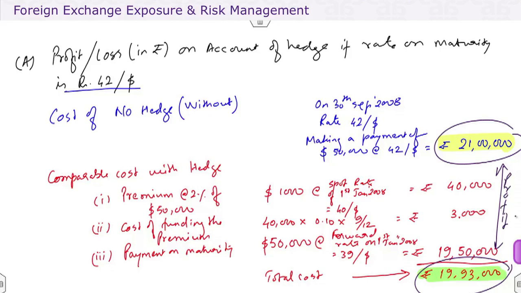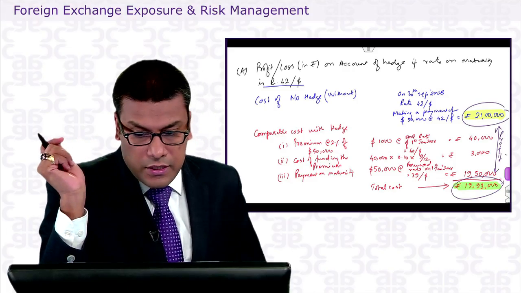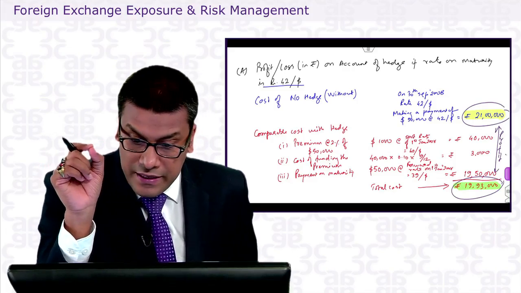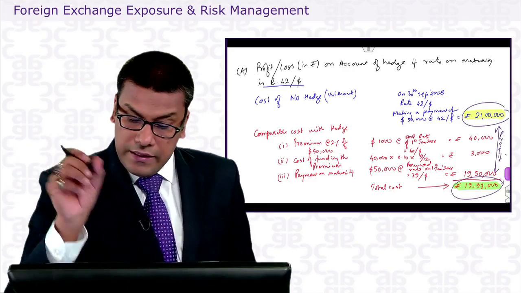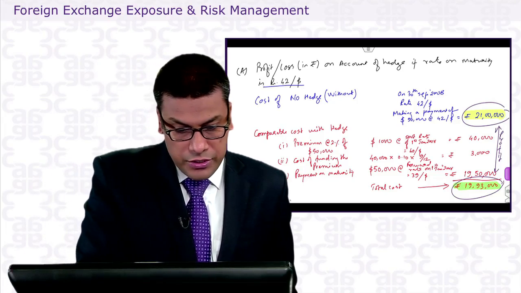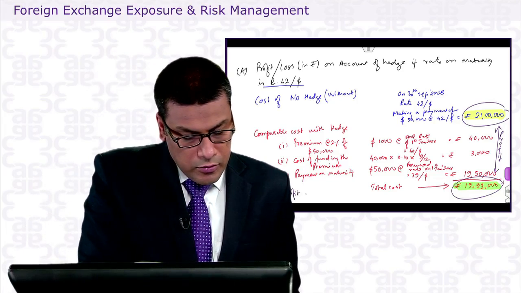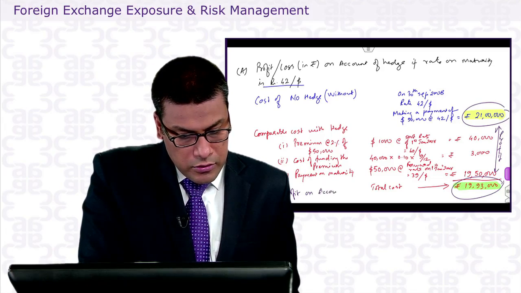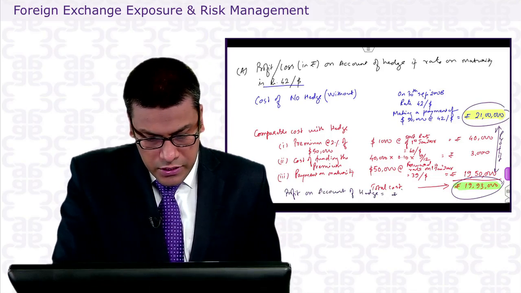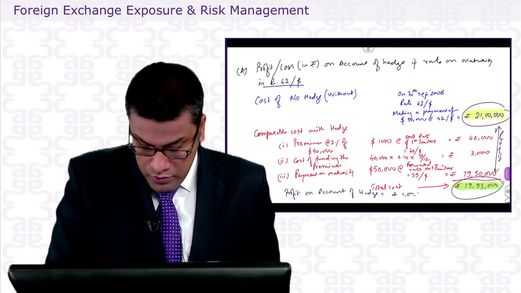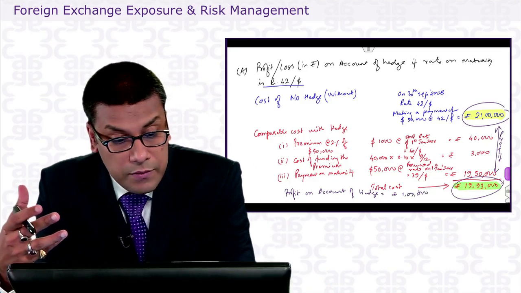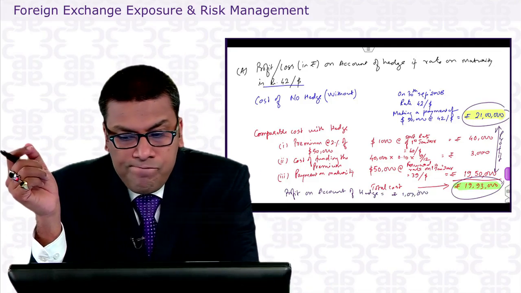Okay, because if you are hedging, your total cost, even if the rate becomes 42, your committed rate is 39 that the bank has given at 1st of January, so you only pay 39. And that's where you pay a lesser amount. So in this case, the profit on account of hedge will be a difference in this, which is equal to 1,07,000 rupees.